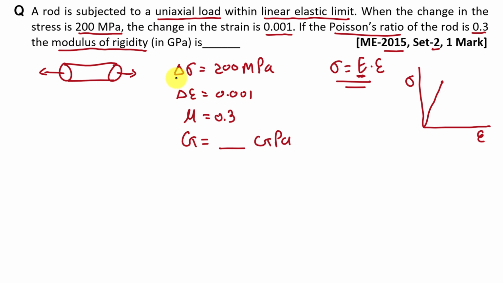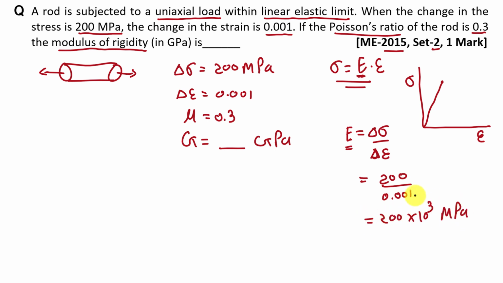But if change in stress and change in strain is given, then we have to use the equation E is equal to delta sigma divided by delta epsilon. Means it is nothing but the slope of this line. So from here we can find out value of Young's modulus. It will be 200 megapascal divided by this strain 0.001. So finally it will be 200 into 10 raised to 3 megapascal. Here unit of stress is megapascal, so unit of Young's modulus will be megapascal.